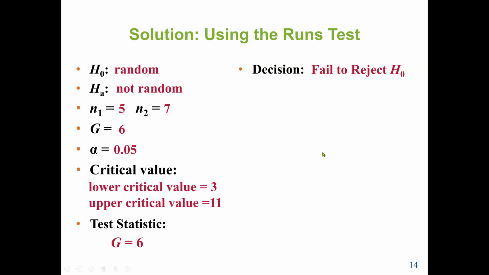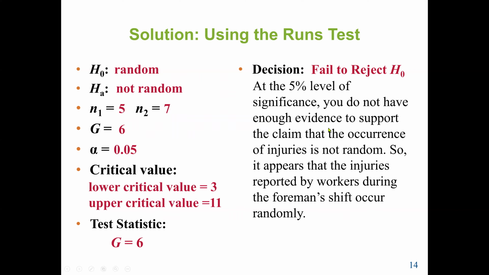We only reject H0 if our test statistic value is less than 3 or greater than 11, outside the range of 3 to 11. But since 6 is within the range of 3 to 11, we fail to reject H0. So this means there's randomness here. At the 5% level of significance, you do not have enough evidence to support the claim that the occurrence of injury is not random. It's random. So it appears that the injuries reported by workers during the foreman's shift occur randomly.